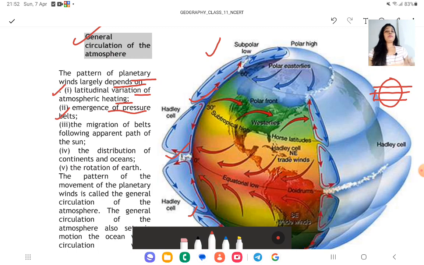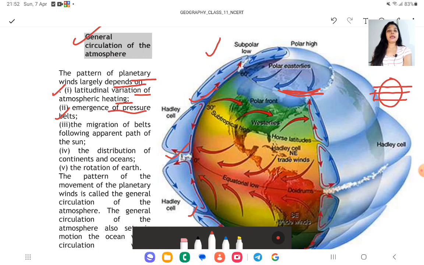So pressure belts: we know that in the equatorial region it is low pressure, then again your subtropical high, then the subpolar low, then at 60° you again get a polar high, and then again low and then high. So this is the occurrence.